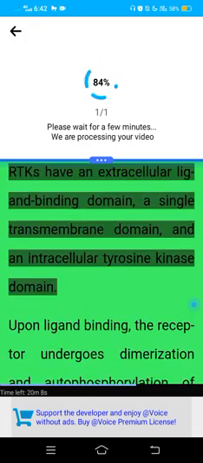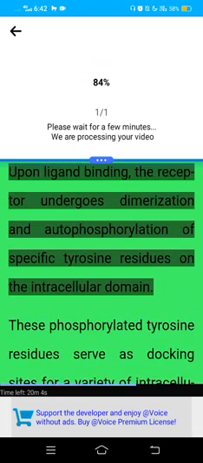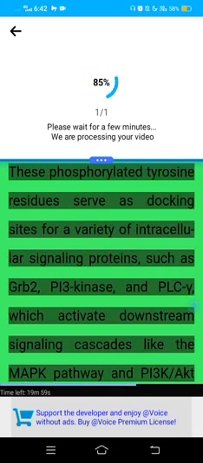Mechanism of action. RTKs have an extracellular ligand binding domain, a single transmembrane domain, and an intracellular tyrosine kinase domain. Upon ligand binding, the receptor undergoes dimerization and autophosphorylation of specific tyrosine residues on the intracellular domain. These phosphorylated tyrosine residues serve as docking sites for a variety of intracellular signaling proteins, such as GRB2, PI3 kinase, and PLC gamma, which activate downstream signaling cascades like the MAPK pathway and PI3K-AKT pathway.